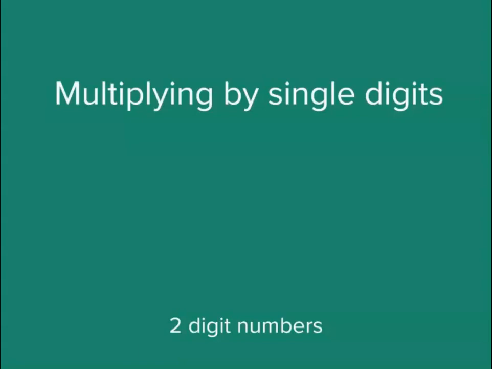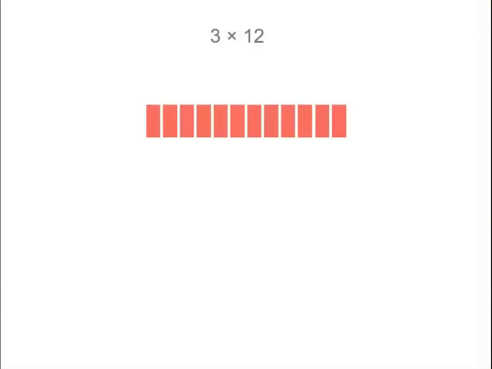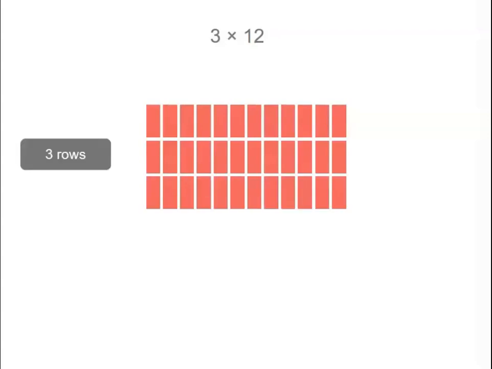Let's have a look at some multiplication strategies we can use, and we're going to start with arrays. We've got 3 multiplied by 12. Well, we could think of it as 3 rows of 12. So there's our 3 rows of 12 columns.